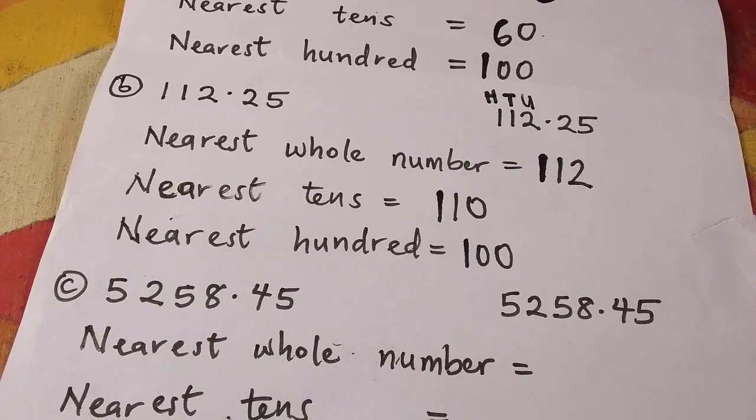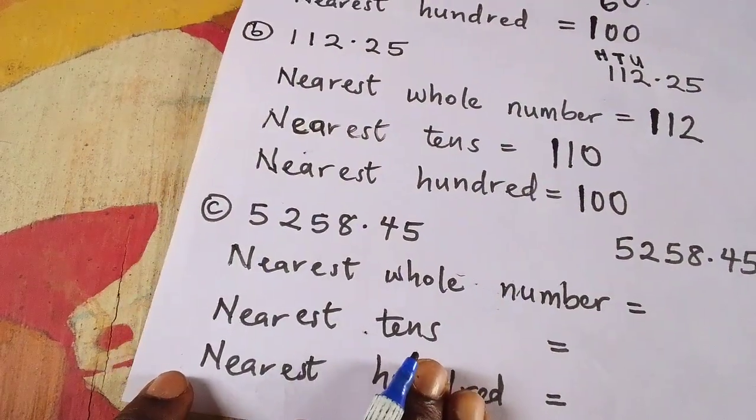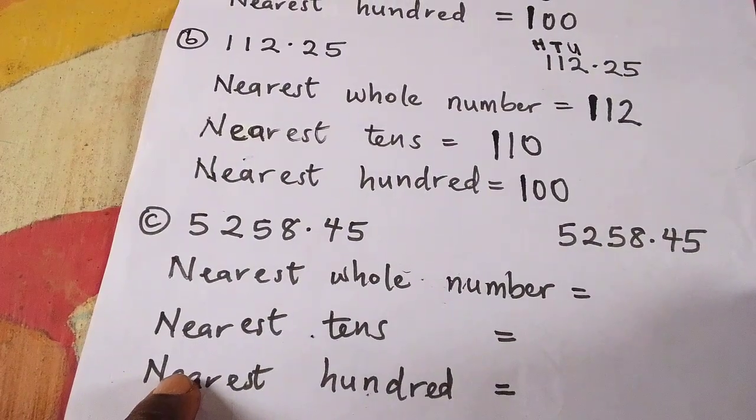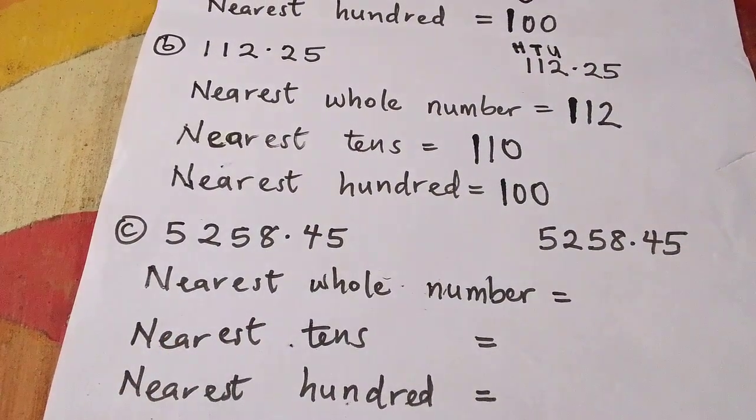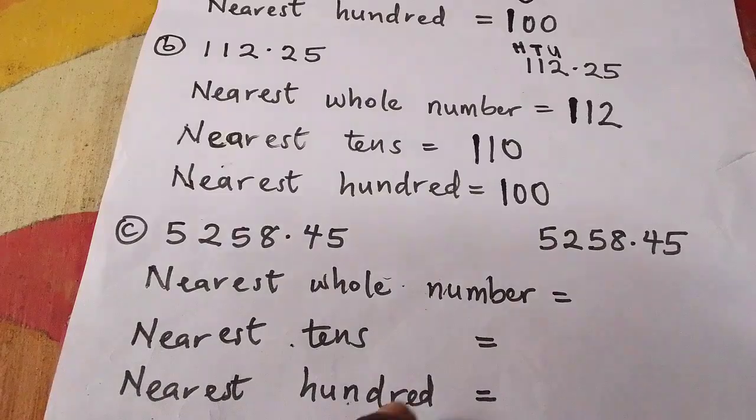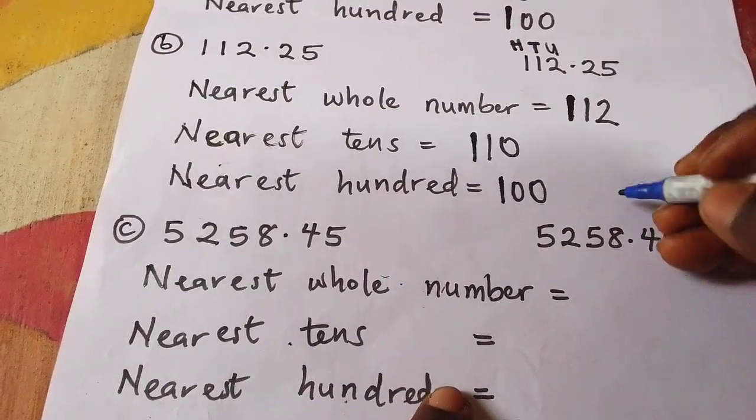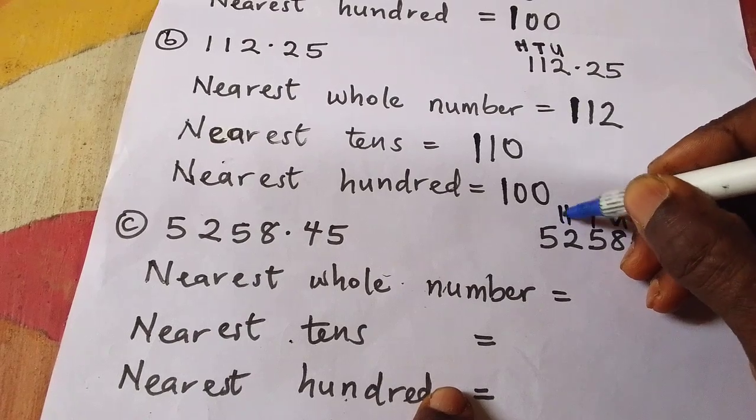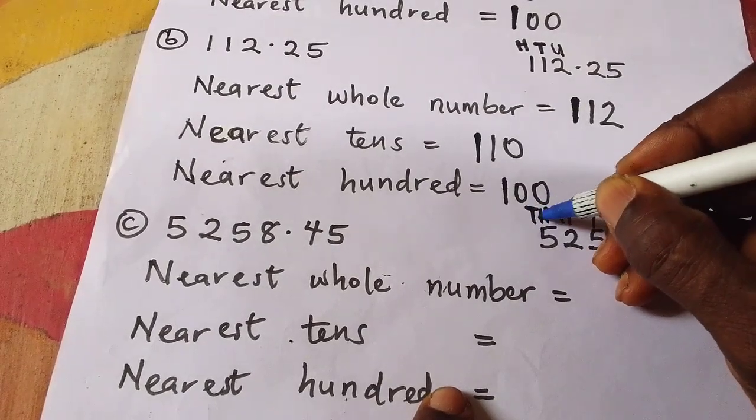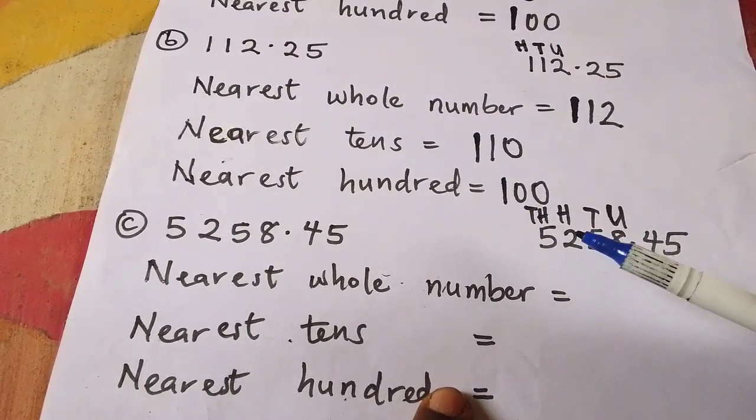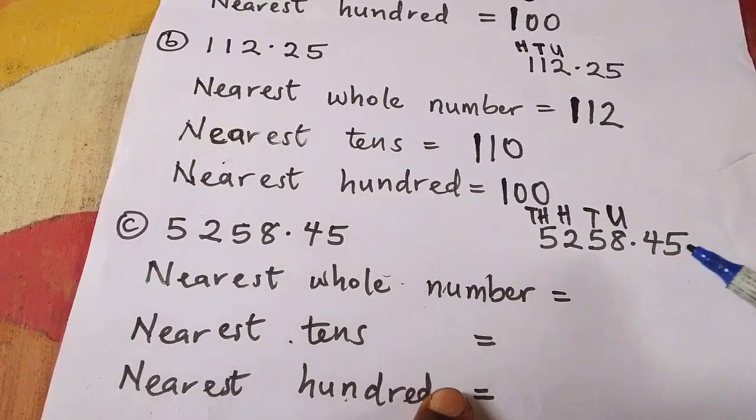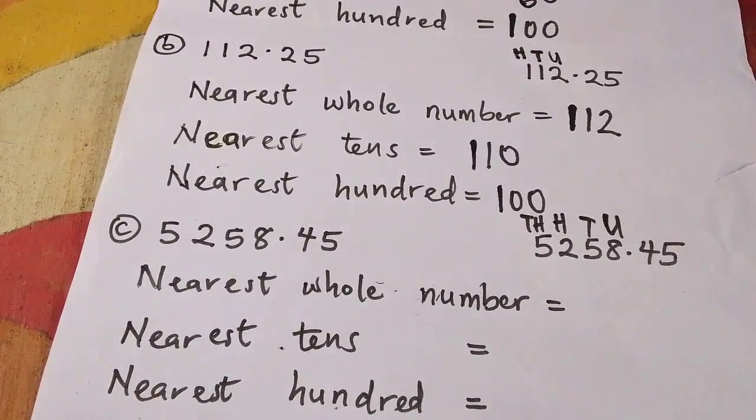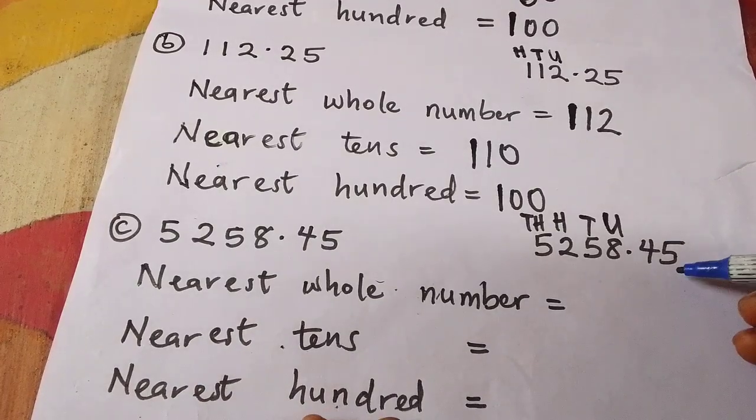Now let's do this other example. 5,258.5. So again, I'm going to number it. So this is my unit, tens, hundred, and thousand. So that means thousand, hundred, tens, and unit. So these ones are for what? The decimal.